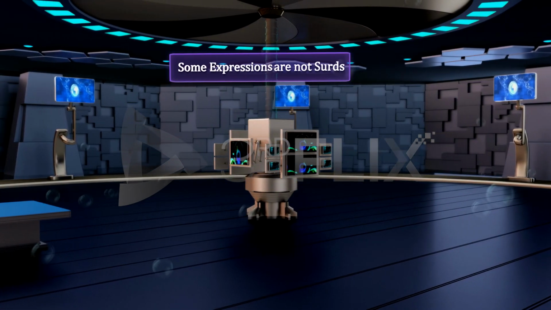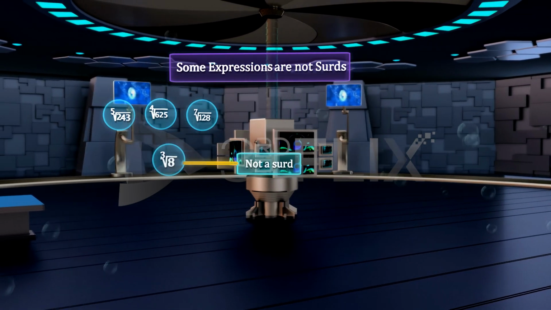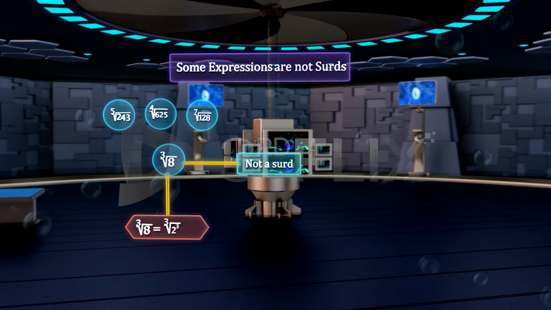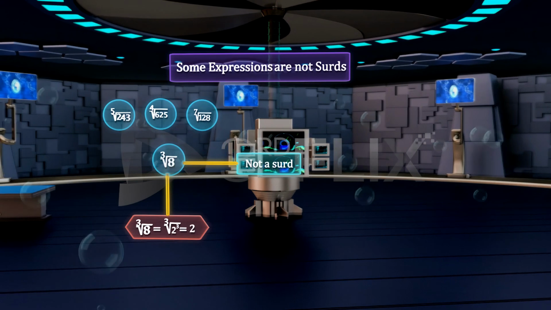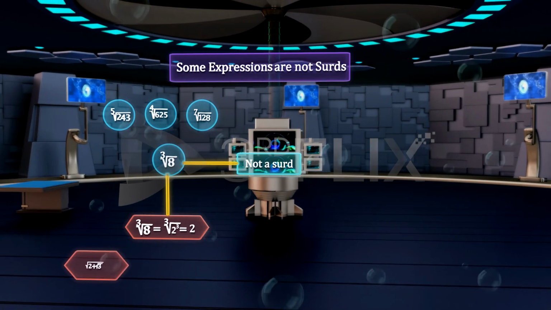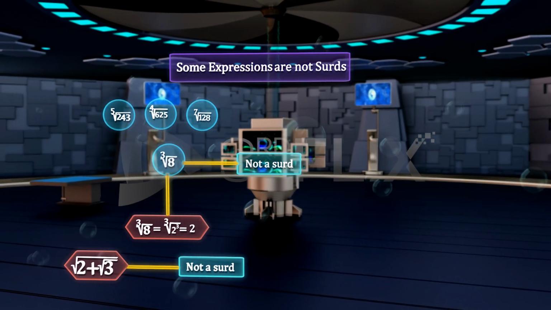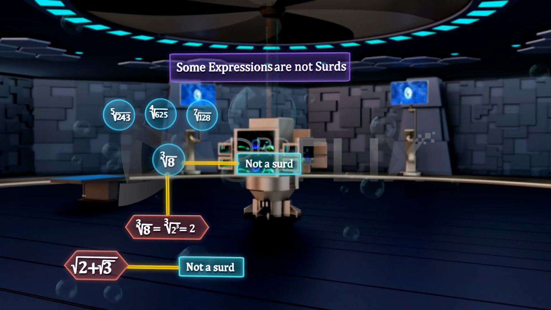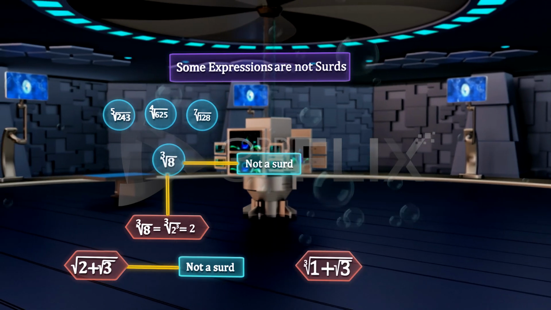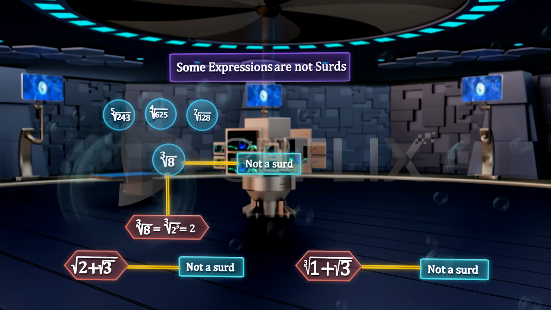Some expressions are not surds. Cube root 8 is not a surd, because cube root 8 equals cube root of 2 power 3 equals 2, which is a rational number. Root of 2 plus root 3 is not a surd, because 2 plus root 3 is not a perfect square. Cube root of 1 plus root 3 is not a surd, because the radicand is an irrational number.